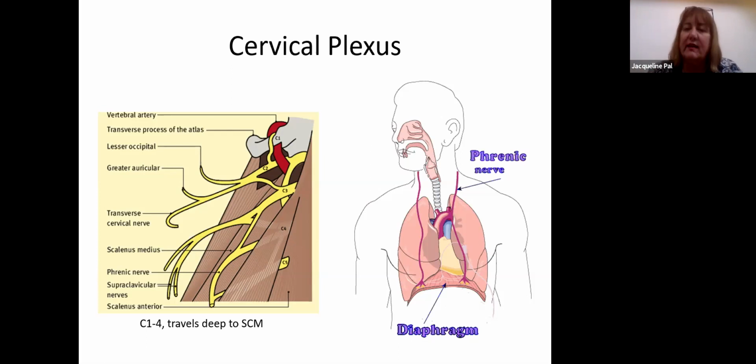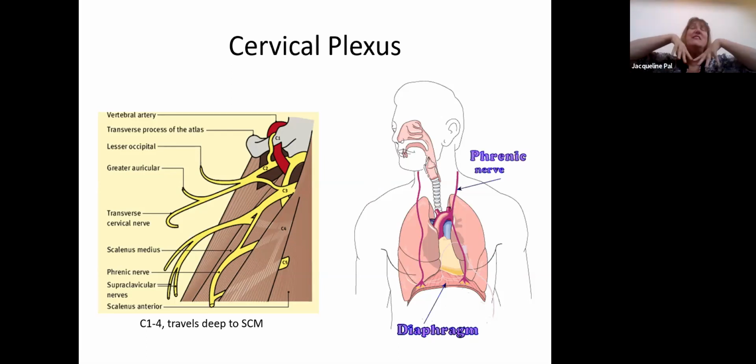And for each plexus, not only do I want you to know what it's called and the general area of the spinal cord that it came from, but I will tell you if there are important nerves. You don't have to memorize all those nerves listed on the left. And so this one, when it comes out, will travel deep to the sternocleidomastoid muscle here.